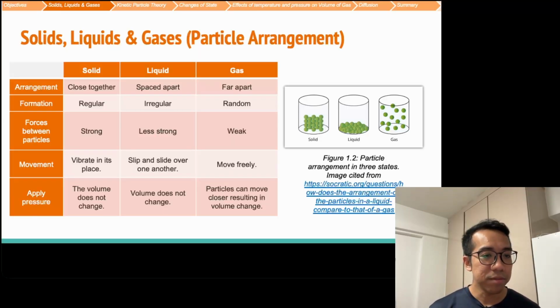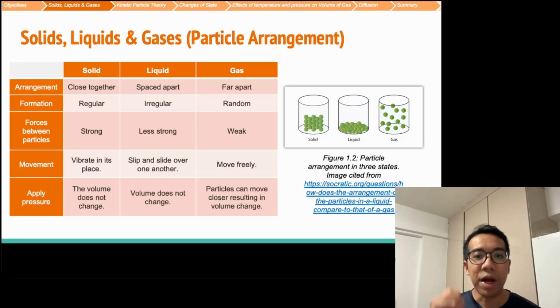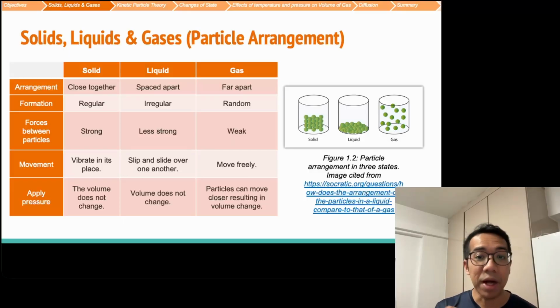Talking about movement, let's move on to the next row. Again, you might not be able to see it here, but what you need to know for now is that particles in a solid will vibrate in place. Basically, it will just vibrate in its uniform formation, whereas the particles in liquids tend to slip and slide over one another.